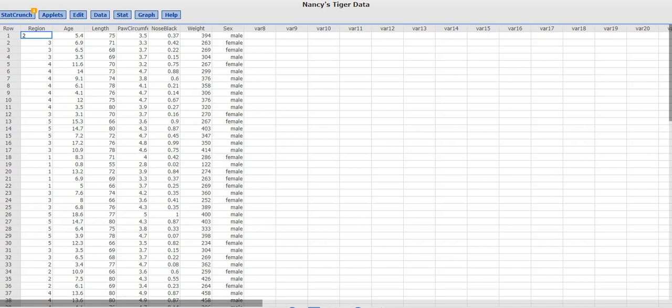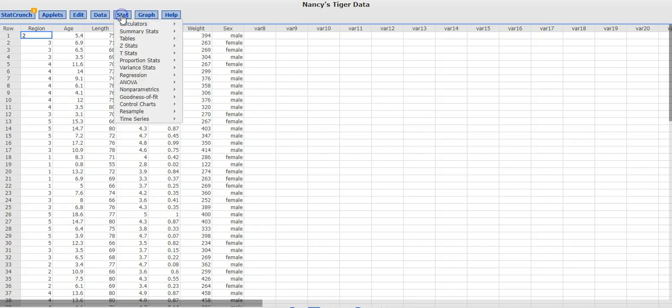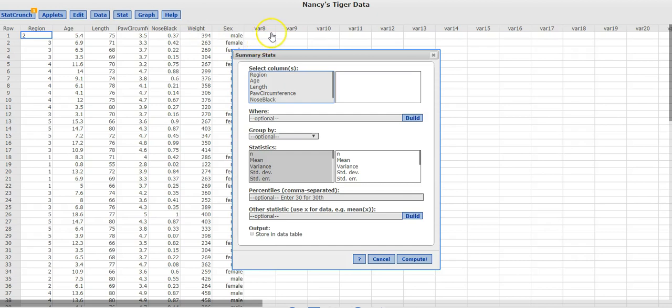So what I'm going to look at here is the relationship between age and length. And I've got some data that I collected on the tigers a while back. If I want to look at the relationship between age and length, the first thing I would do is try to do some summary stats. And I'm just going to show you what might happen if you're doing this, and this is the problem that several of you have already run into.